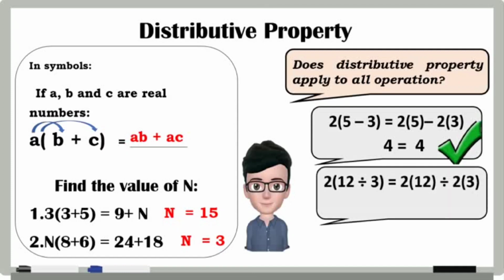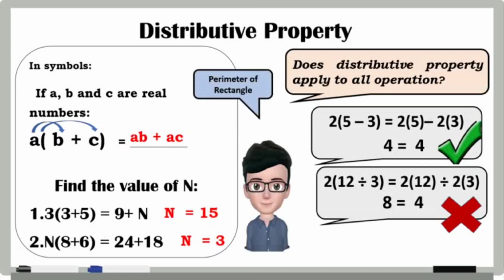Now, what about division? Is 2 times the quantity 12 divided by 3 equal to 2 times 12 divided by 2 times 3? No, sir. Because 2 times the quantity of 12 divided by 3 is equal to 8. And 2 times 12 divided by 2 times 3 is equal to 4. Okay, good. Therefore, the distributive property is not applicable to division.